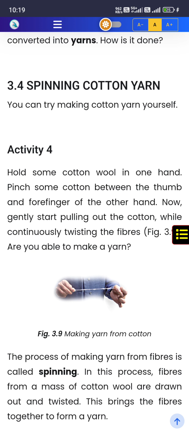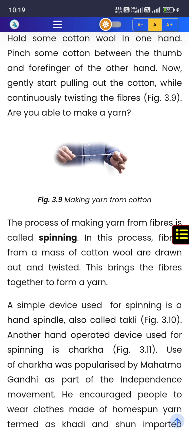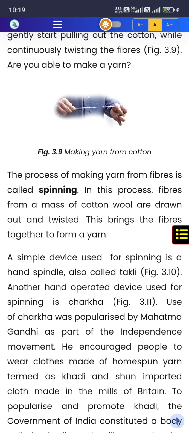This will make a yarn. If you do it very delicately, it's going to happen, and you'll be able to make about 3-4 inches worth of yarn. So this process is called spinning, and in this process, fibers from a mass of cotton wool are drawn out and twisted. This brings the fiber together to form a yarn. A simple device used for spinning is called a hand spindle, also called takli.